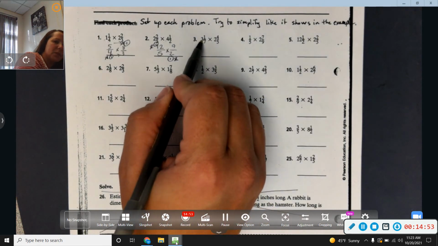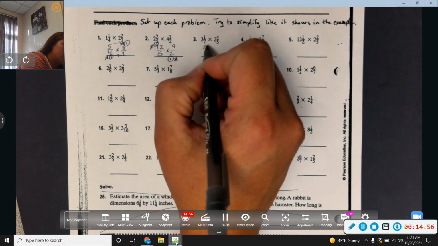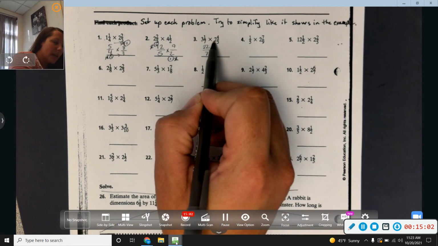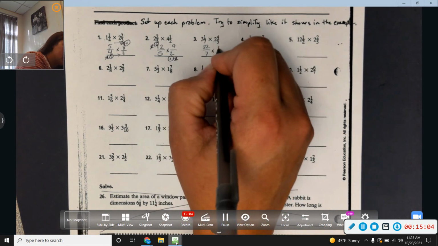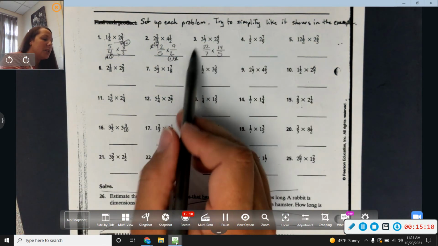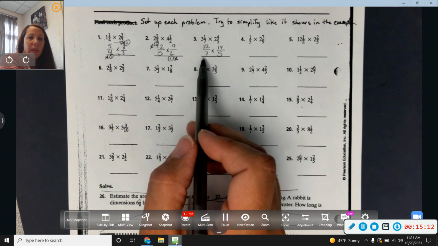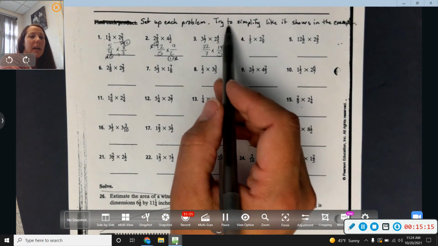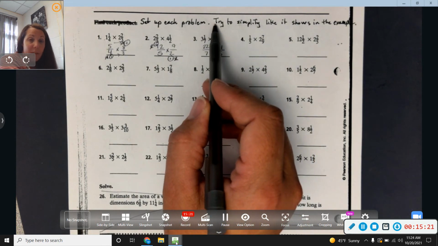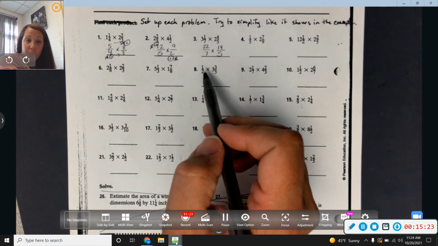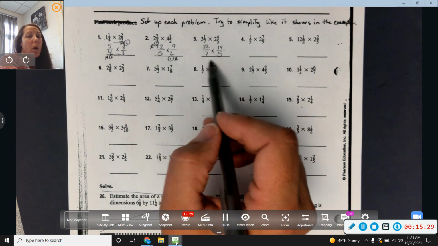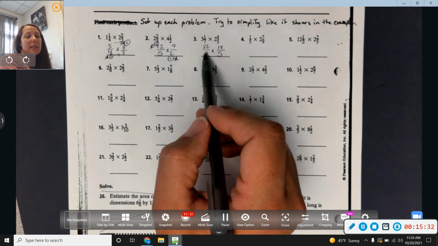7 times 3 is 21, plus 1 is 22 over 7, times 5 times 2 is 10, plus 4 is 14 over 5. Now, if you can just get this step, that's what she wants you to get to. If you can try to simplify some of them, that's even better. If you're starting to recognize all of them that you can simplify, that's even better. Okay? So this step is what you need. You need to wheel it and set it up. Okay?